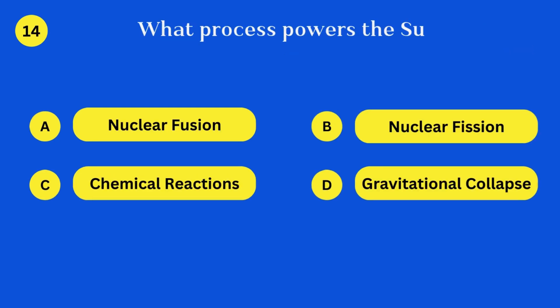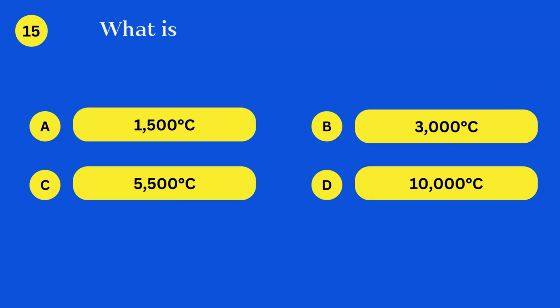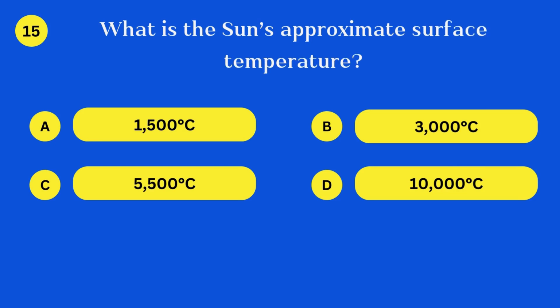What process powers the sun? A. Nuclear fusion. B. Nuclear fission. C. Chemical reactions. D. Gravitational collapse. Answer is A. Nuclear fusion. What is the sun's approximate surface temperature?